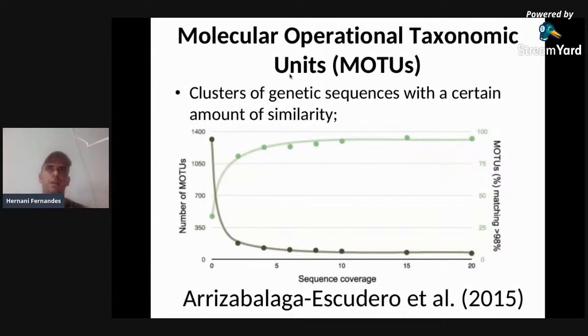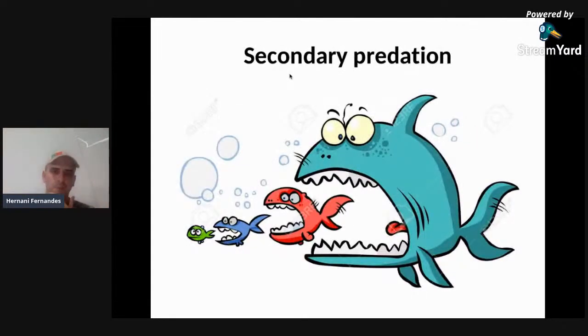Usually artificially created sequences in PCRs are more rare. So if you remove sequences that are very rare in your sample, you should be removing all the artificially created sequences. This is one of the main strategies that people use to deal with these non-real species that could be detected in genetic samples. And this is also a way to avoid secondary predation as well.